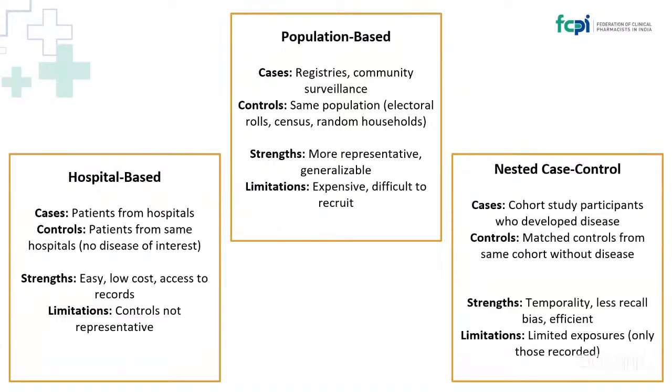Next, the second type of the case control study is population-based. So for the population-based, for cases we will collect the data from the registries or directly through community surveillance by visiting the houses of the patients directly, or from any community setup. And controls will be from the same population, which will be included through the electoral roll, random household visits, etc. And the strength of the population-based study is that it is more representative, and it has generalizability as compared to the hospital-based study.